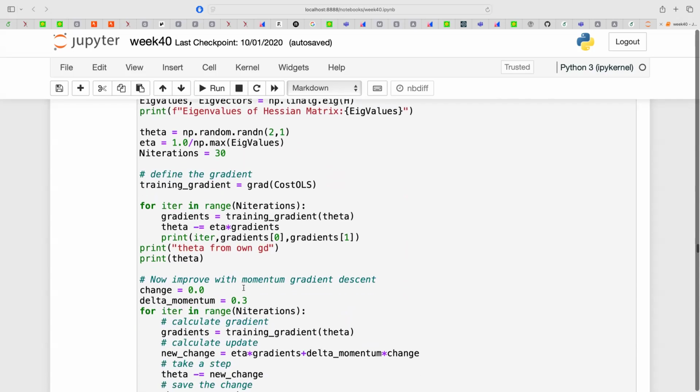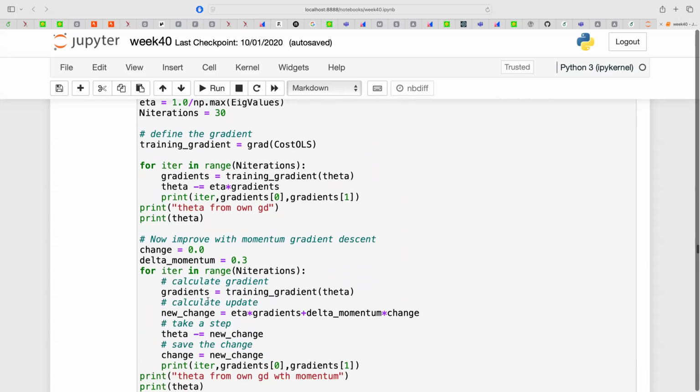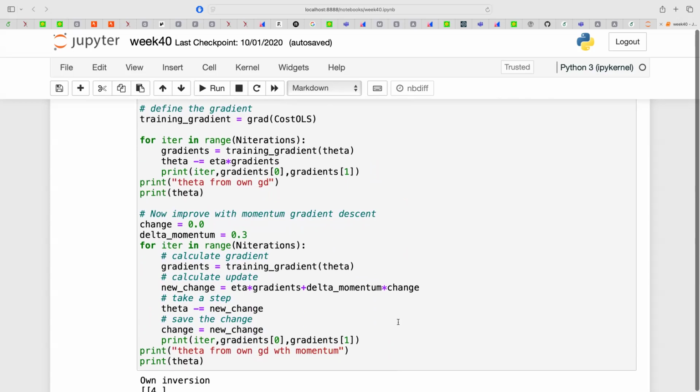And in that specific case, if you look down here, you have now a calculation of the gradient. I have defined this delta momentum, which we discussed last week and in the beginning of the previous lecture. And now we have a change which takes into account information from the previous step. So I multiply eta, the learning rate, with the gradients, and then I have this delta momentum times the previous change. So I typically initialize that to 0.